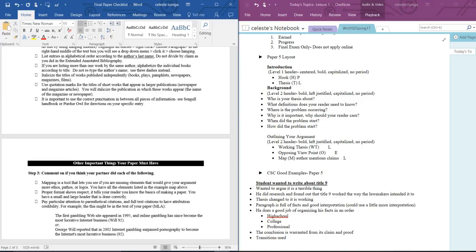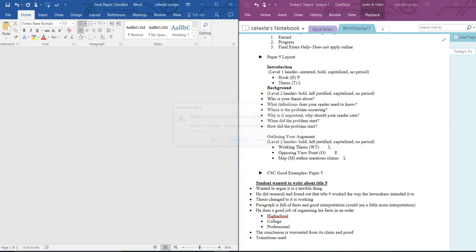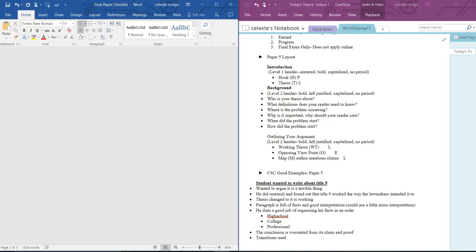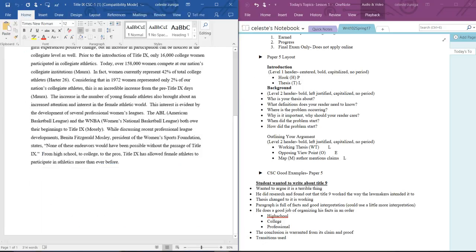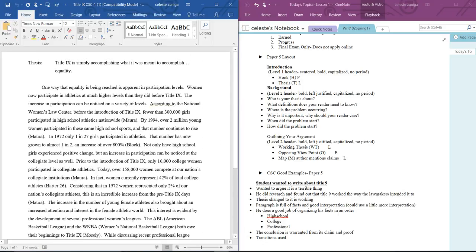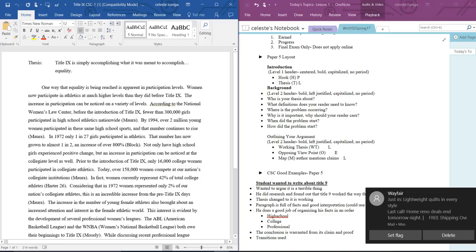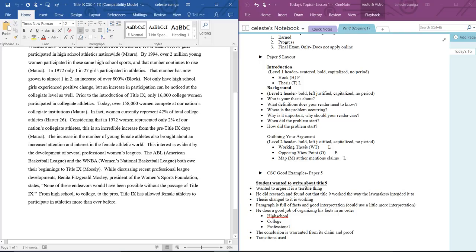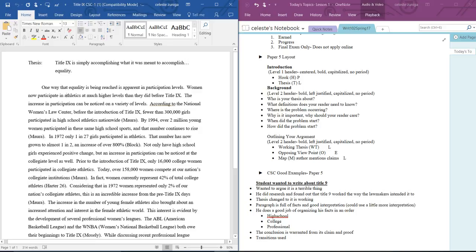Okay, so let's look at some pretty good examples then of Paper 5 CSC sections. This first one is about Title IX, and it is one CSC section. It's really short, but it's really well done. Realistically, a CSC section for a final paper should be like 3 to 5 pages long, just one section, right? So let's just look at this.